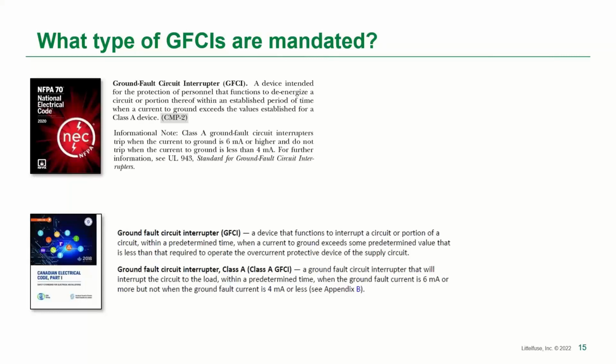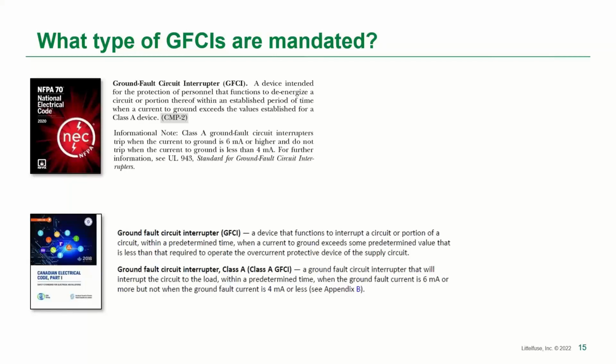So all of these requirements that are in the code today, what type of GFCI is that? And so if you look at the definition in the NEC or in the Canadian Electrical Code, the definition of the GFCI that's in there today has really focused on the Class A GFCI. So it's true that when we talk about GFCIs, everyone automatically thinks of Class A GFCIs. And that makes sense. That's what's been listed in the definition. That's what we've talked about in the past.